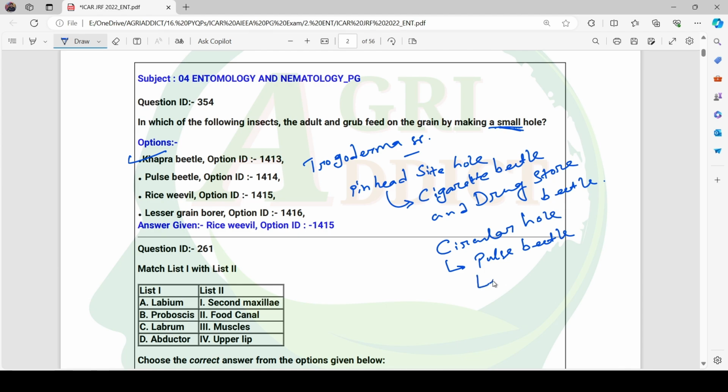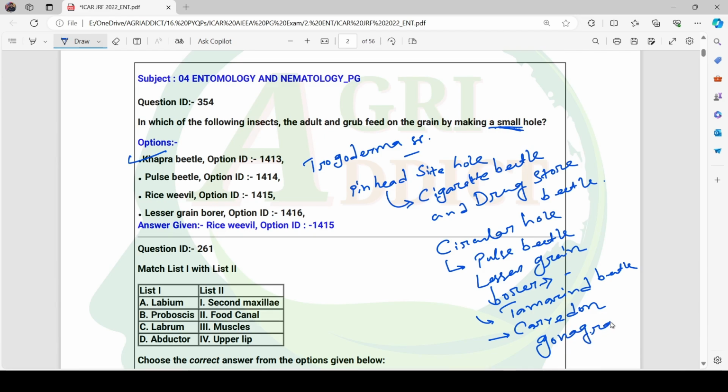Then the lesser grain borer, Rhizopertha dominica, and some sort of tamarind beetles also. Its scientific name is different, you won't get it very easily, like Caryedon gonagra. This is the scientific name of the tamarind beetle. So they mainly produce circular holes.